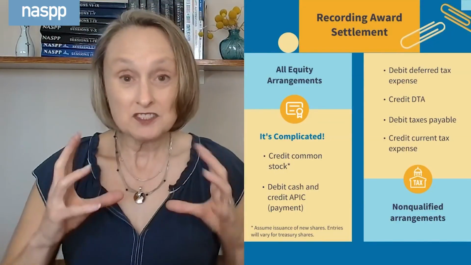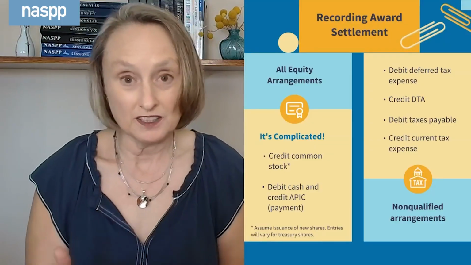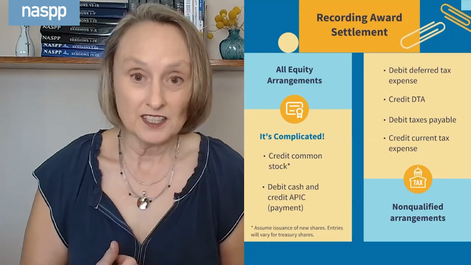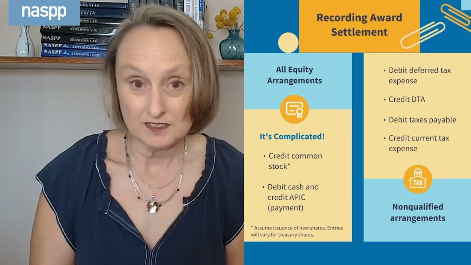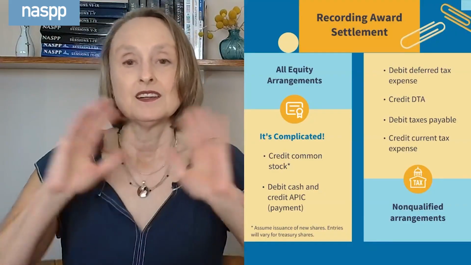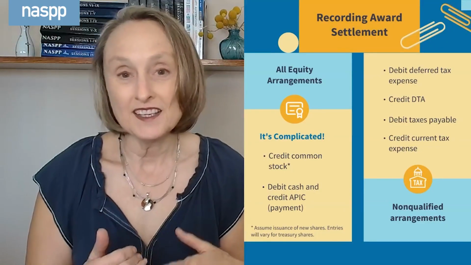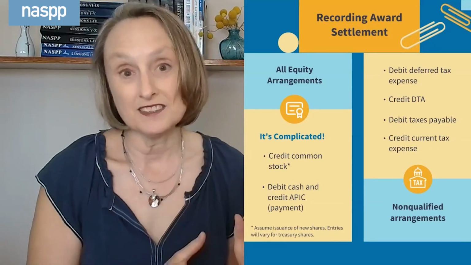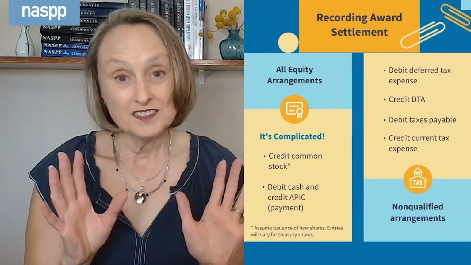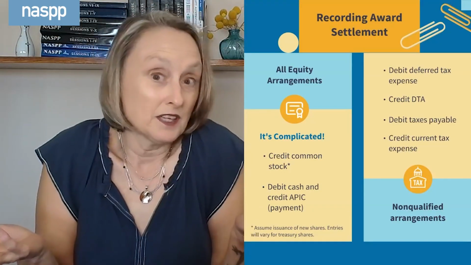We are also now actually realizing the tax benefit. Like, we're actually reducing the amount of taxes we pay in this financial period. So we'll also have a debit to taxes payable, and our offsetting entry to that will be a credit to current tax expense. We're reducing our tax expense as well. Now, this assumes that the tax deduction that we're getting exceeds that deferred tax asset that we originally recorded for the award. If it doesn't, then the journal entries would be a little bit different. Hey, I said it was complicated.